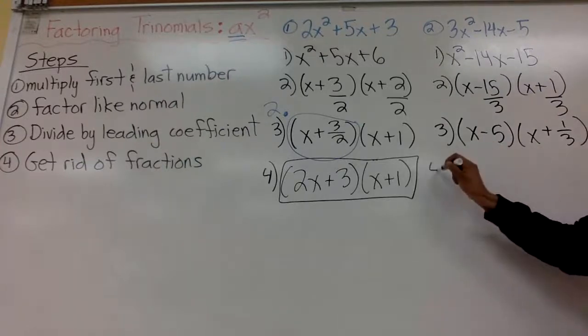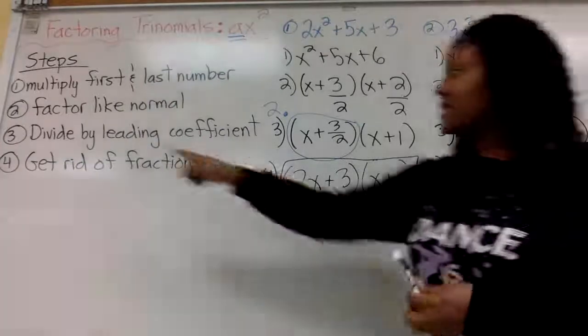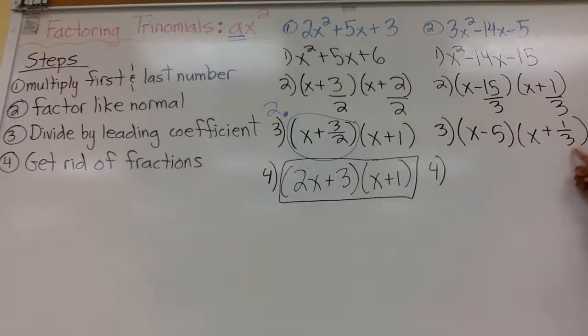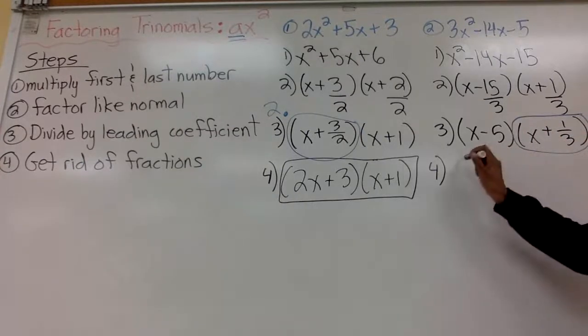And we are on the very last step. And the last step says get rid of fractions. So this is the only one that has a fraction. So you get rid of fractions by multiplying by the denominator. My denominator in this problem is 3. So I'm going to multiply just this fraction right here by the number 3. So that's going to give me x minus 5.